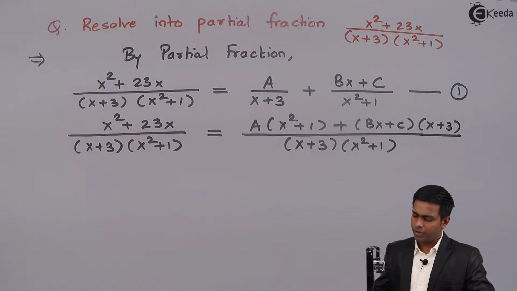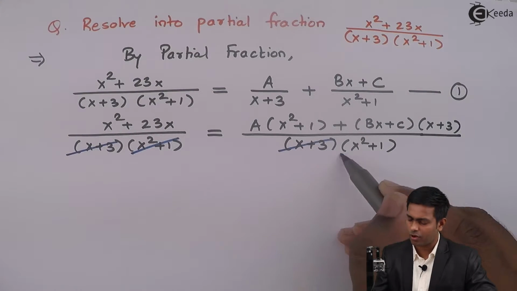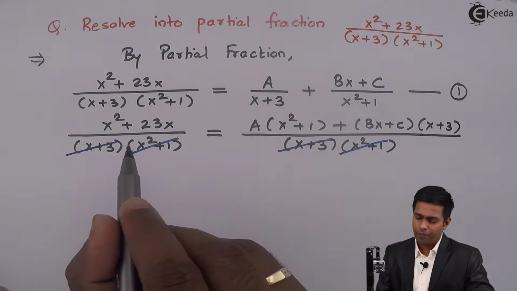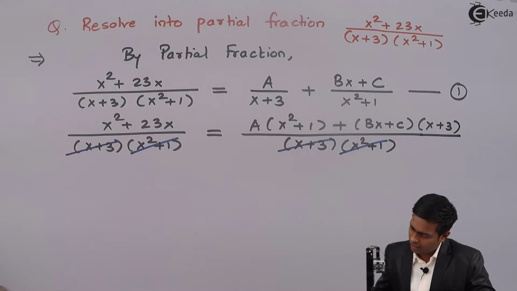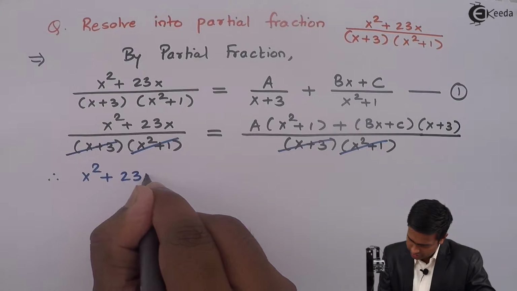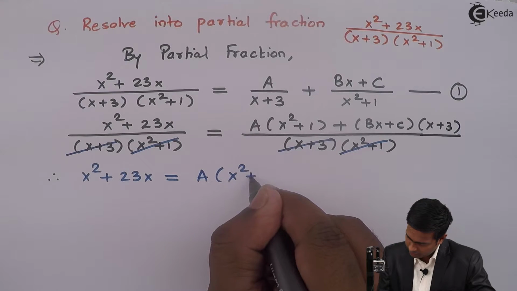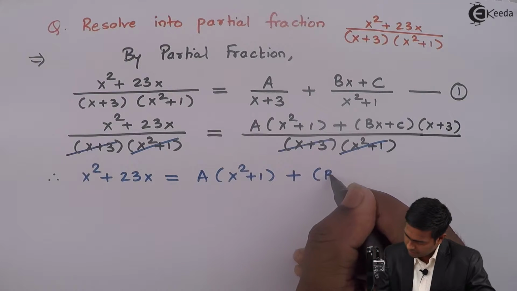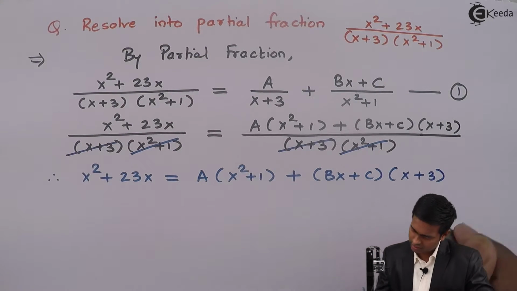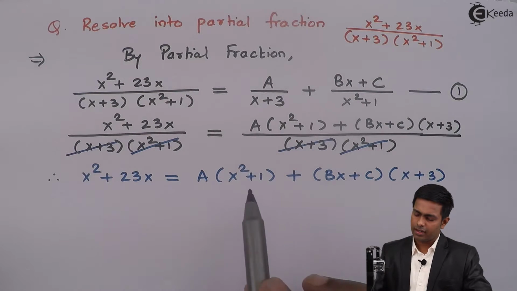Now if you observe the denominator of both sides, we can cancel this x plus 3 from the denominator of both the terms, and now we will write the remaining terms. So therefore we have x square plus 23x is equal to a into (x square plus 1) plus (bx plus c) into (x plus 3). Now we will solve this right hand side.